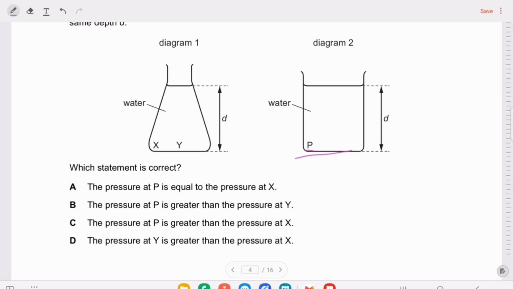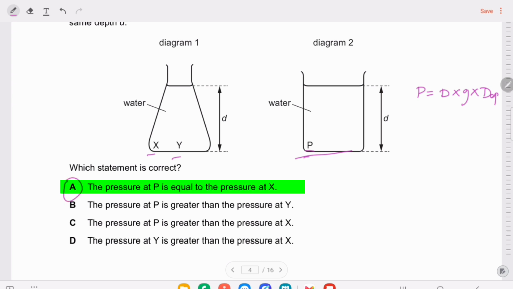The pressure in a liquid is equal to density times gravity times depth. So when we look at all the 3 points here, they are at the same depth in water. Therefore, the pressure is also the same. Shape of the container does not matter. So remember, pressure in liquids depends on the depth, not on the shape. So the option A is correct. The pressure at P is equal to the pressure at X.